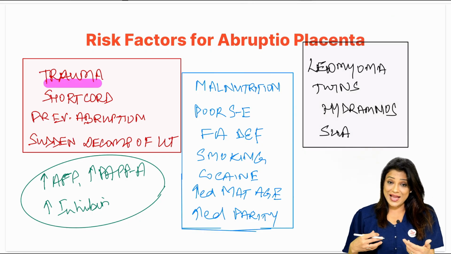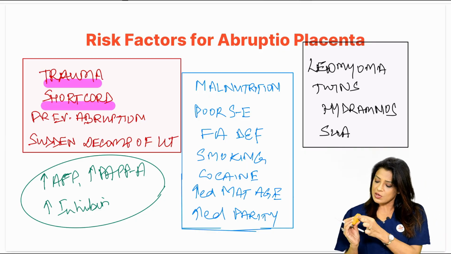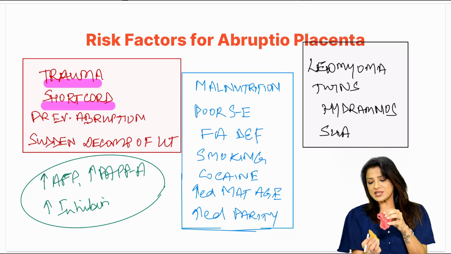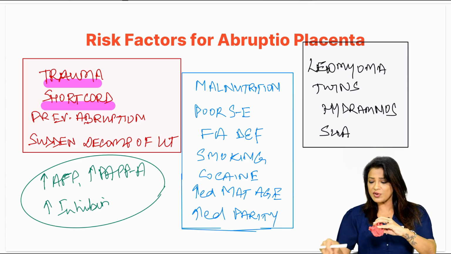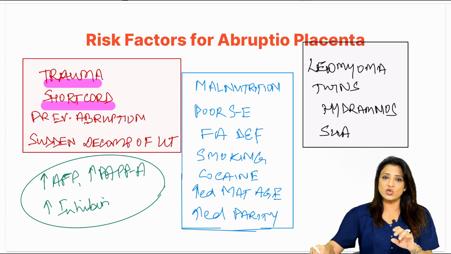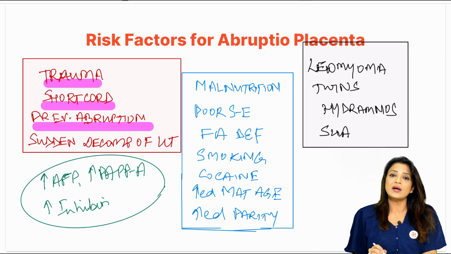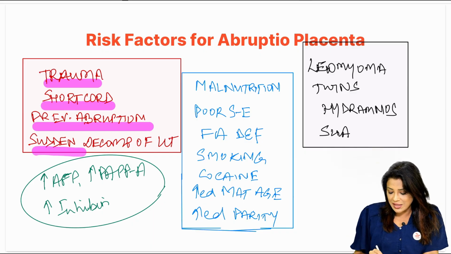You can say there is an accident going on inside the uterus. So, either there is an external trauma or there is a short cord. The baby has a cord attached to the uterus, but for example the cord is very short and it is just near the placenta, so it doesn't have space to move, so that even if it moves a little it might cause abruption. So trauma, short cord, previous abruption, as I told you there may be some genetic predisposition, so previous abruption comes in this category, and sudden decompression.